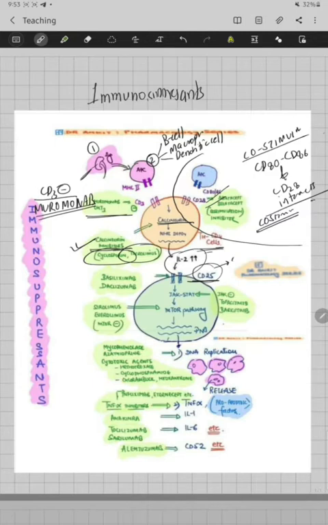Now we have CD25 inhibitors. It's a very important question. What is the CD25 inhibitor? Basiliximab and daclizumab are the two CD25 inhibitors.